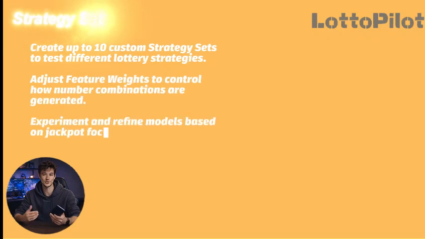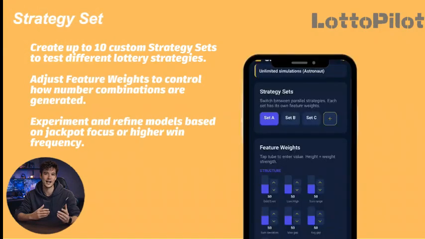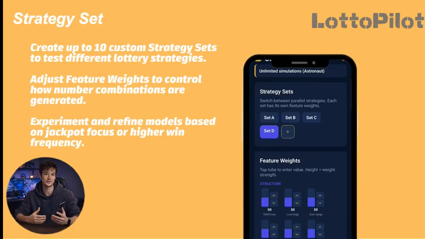Now let's start with strategy sets. The Lotto Pilot Astronaut plan allows you to create up to 10 individual custom strategy sets. Each set lets you adjust feature weights based on your own strategy approach. For example, some players focus mainly on chasing the jackpot, while others prefer strategies that aim for smaller prizes but higher winning frequency. Strategy sets allow you to experiment with different ideas and refine multiple strategy models over time.